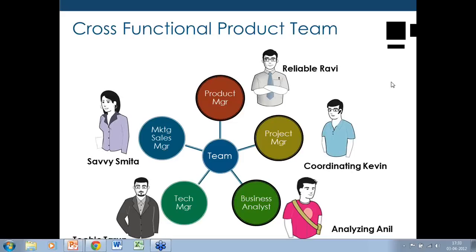And so it's very important to understand, and this goes back to some of the questions that you guys had asked as well, what's the difference between a project manager and a product manager, a business analyst and a product manager.